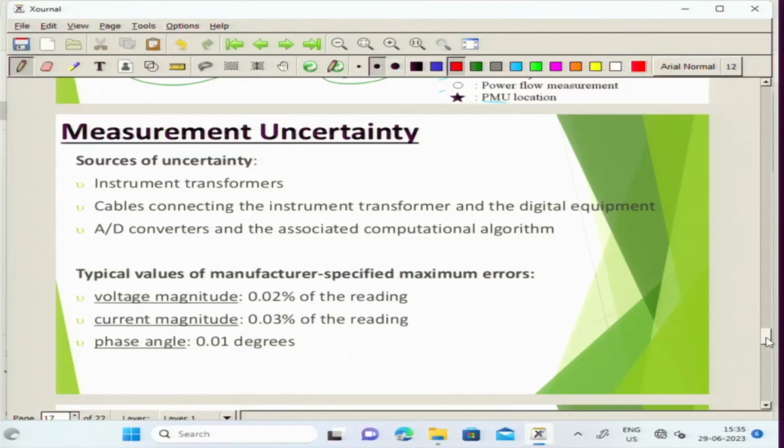Some sources of measurement uncertainty are instrument transformers, the basic measurement devices, CTs and PTs, and cables connecting the instrument transformers and the digital equipment, analog to digital converters, and the associated computational algorithm. Typical values of manufacturer specified maximum errors are: voltage magnitude is 0.02% of the reading, current magnitude is 0.03% of the reading, and phase angle is 0.01 degrees.